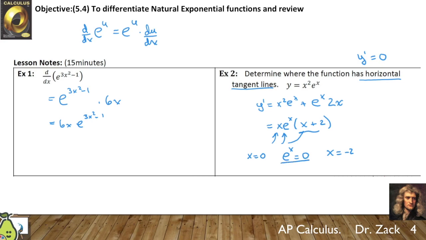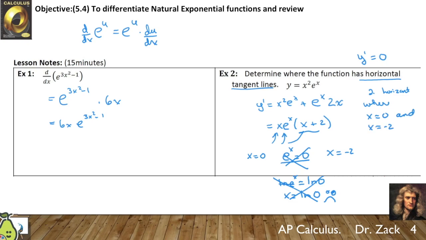Let's explore e to the x equals 0. Remember how to solve these. If you were to take the log of both sides of your equation, because log and e are inverse functions, you would get x equals the natural log of 0. But wait a minute, the natural log of 0 is not a real number because 0 is not in its domain. So this does not give us a solution. We have 2 horizontal tangent lines, and they occur where x equals 0 and where x equals negative 2.